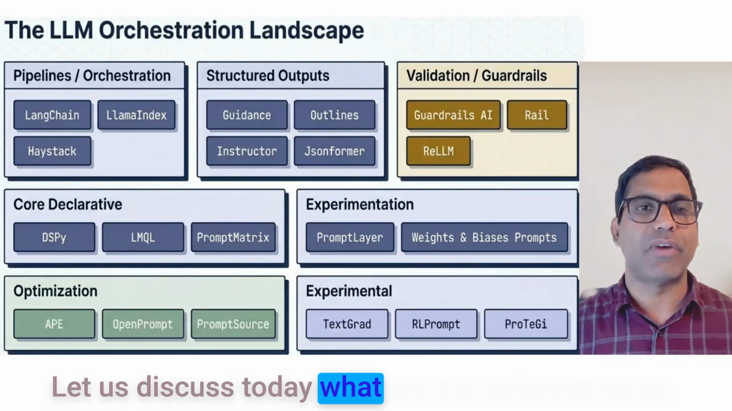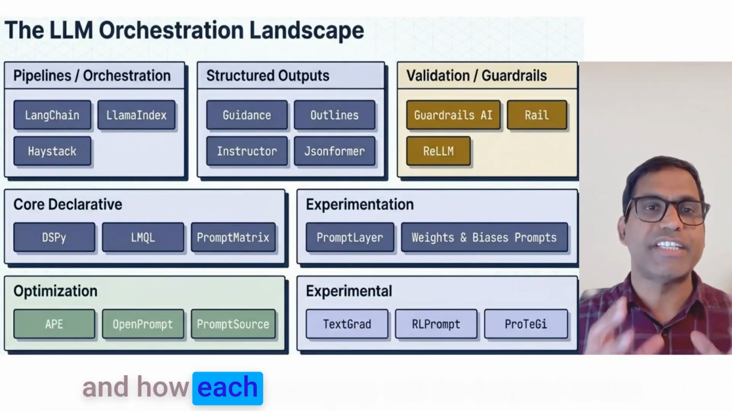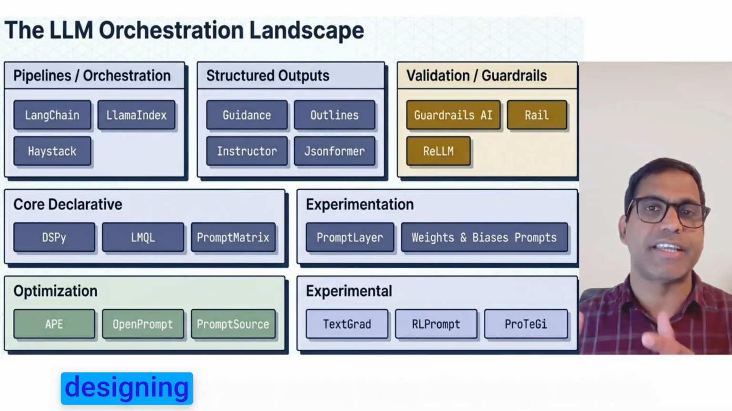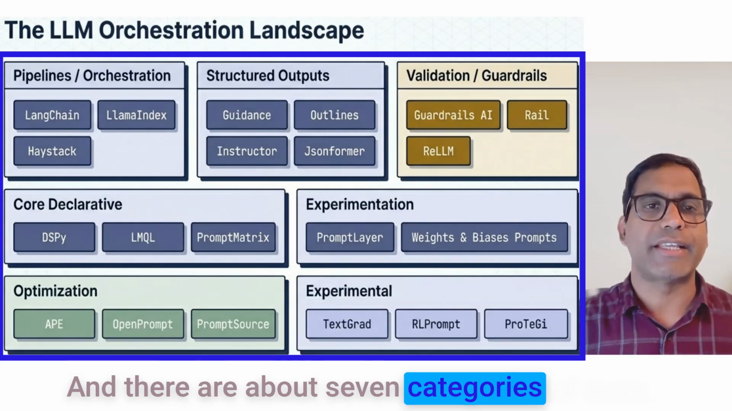Hi, let us discuss today what are the different types of prompt engineering tools and their categories, and how each category will be helpful in designing a task using large language models. And there are about 7 categories of tools.